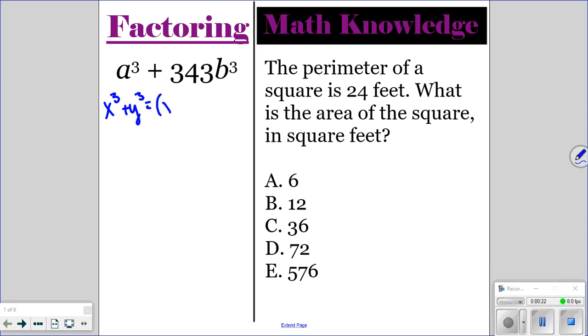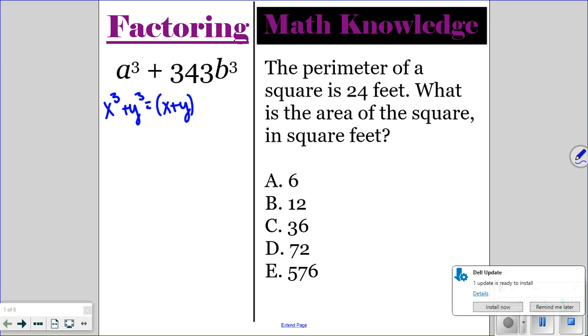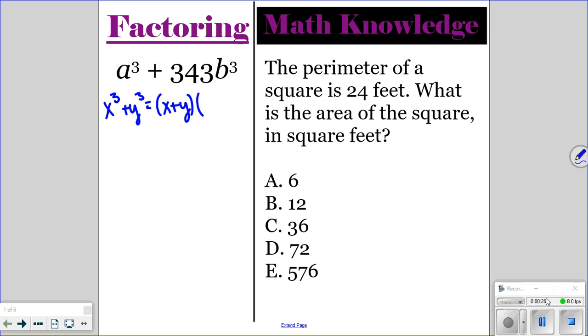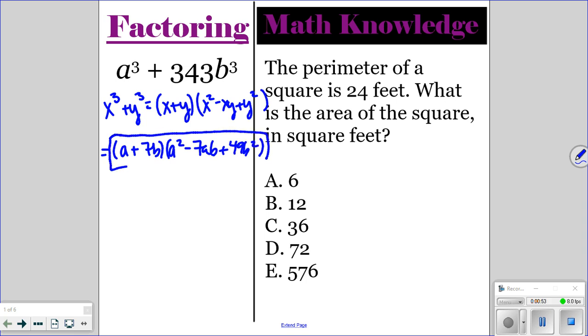You're going to use your sum of cubes formula. So we're going to have A plus 7B, and then A squared minus 7AB plus 49B squared for your factoring.